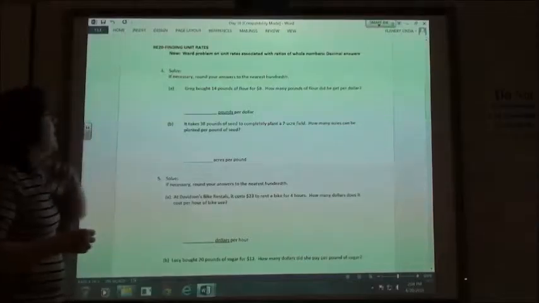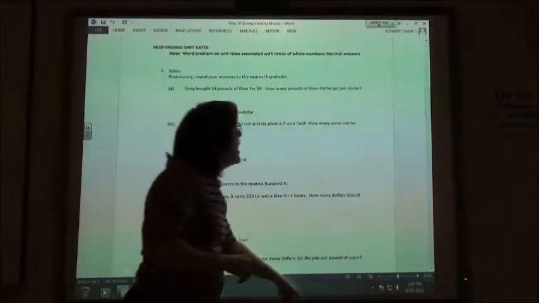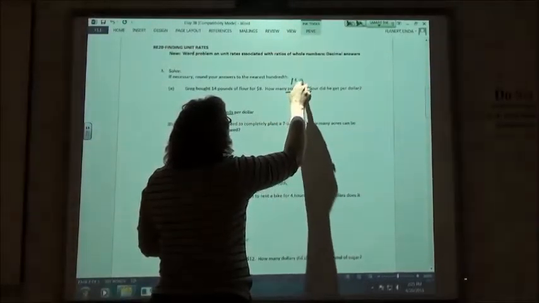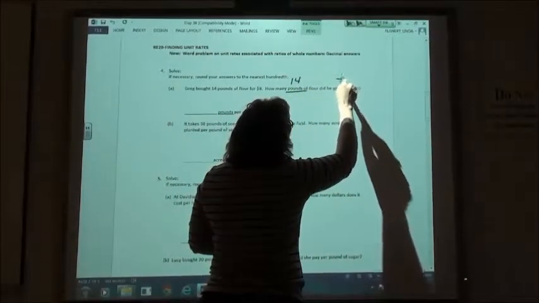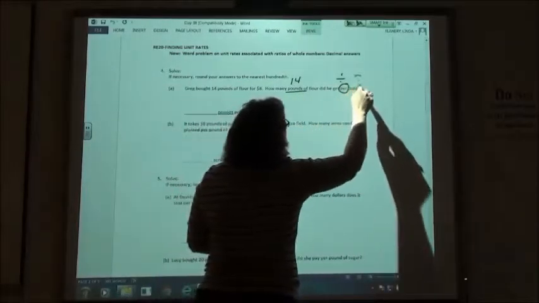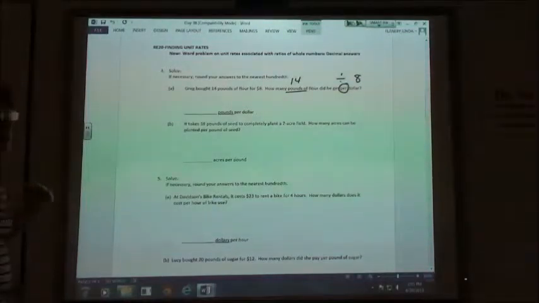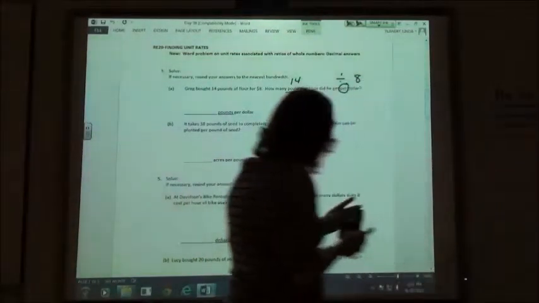It says, Greg bought 14 pounds of flour for $8. How many pounds did he get per dollar? How many pounds, 14, did he get? The word per in algebra means divided by the dollars. The dollars were 8. You're going to use your calculator, and we're going to round to the nearest hundredth if necessary. So I'm going to go ahead and grab a calculator here.